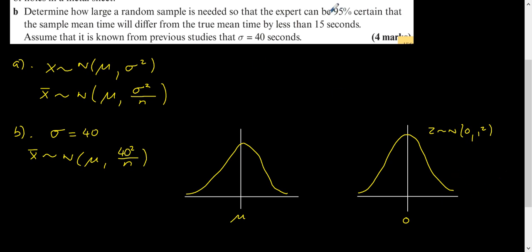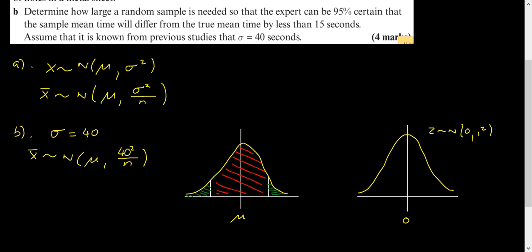Now it says the expert wants to be 95% certain that the sample mean time will differ from the true mean time by less than 15 seconds. So what does that look like? I'm going to draw two lines, one here and one here. And this area shaded in here, this area shaded in here, those are the important bits. Also, the important bit is the shaded in the middle.